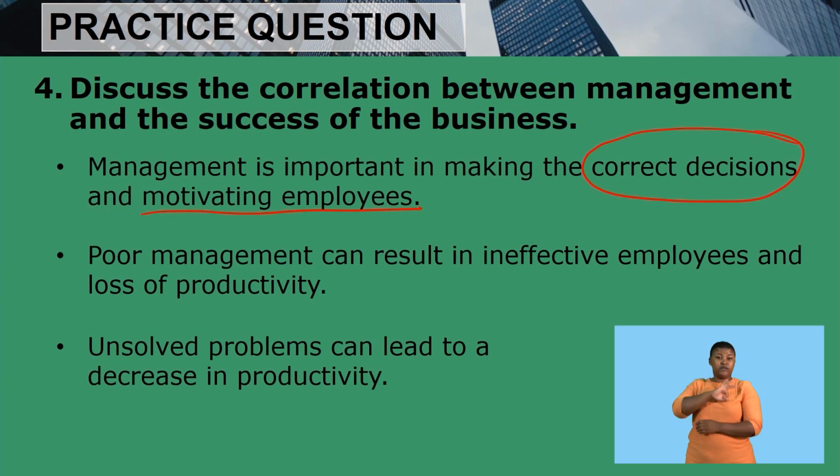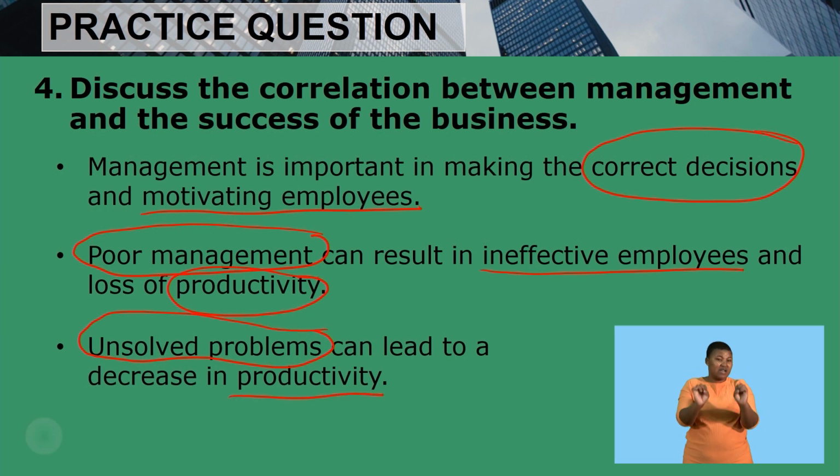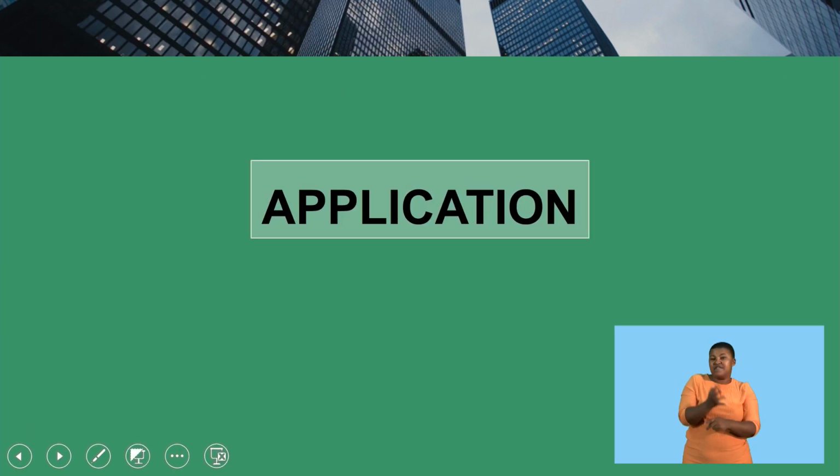So a good management will make correct decisions and motivate the employees. But if there is poor management, this will result in ineffective employees not doing their job correctly, and of course a loss of productivity. And poor management will also result in problems not being solved, which can also affect a decrease in productivity.